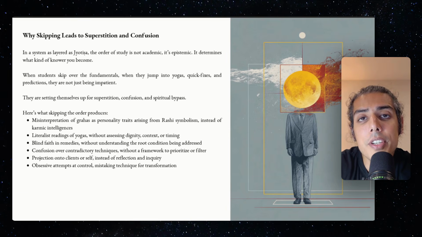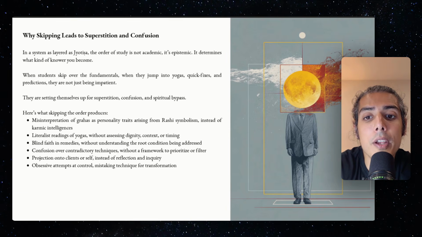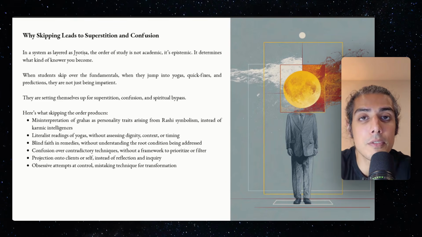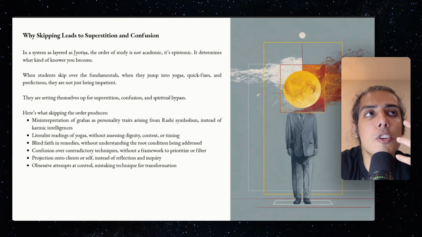Confusion over contradictory techniques without a framework to prioritize or filter starts happening. Contradictory technique scavenging, projection onto clients or oneself instead of reflection and inquiry starts. Obsessive attempts to control, mistaking technique for transformation. So these are the kinds of things we start doing when we are just studying bhavas.